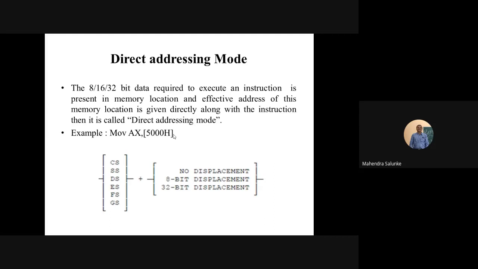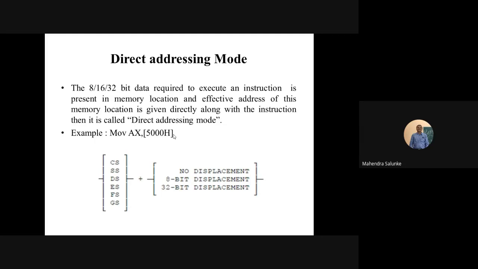Earlier, when we discussed the immediate addressing mode, what is the difference between the immediate addressing mode and this direct addressing mode? In immediate addressing mode, the instruction consisted of the data itself. Here it does not consist of data, it consists of the address. So this 5000H is not the data, it is the address. That address points to the location, and from that location we get the data. Getting this point? Now, how will you explain MOV AX, [5000]?